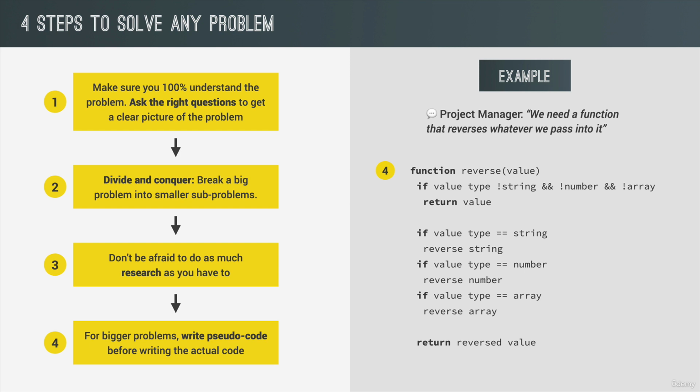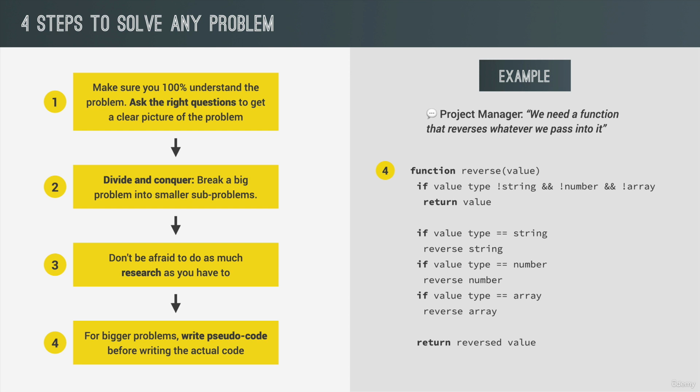So you see, we use some structures of a programming language, but this is clearly not JavaScript, right? And there are no real rules on how to write pseudocode either. You just write so that you understand it yourself or other people on your team. So in this example, we just start by naming the function as reverse, and then we basically pass in a value. Then we say that if the type of the value is not a string and not a number and also not an array, then simply return the value back.